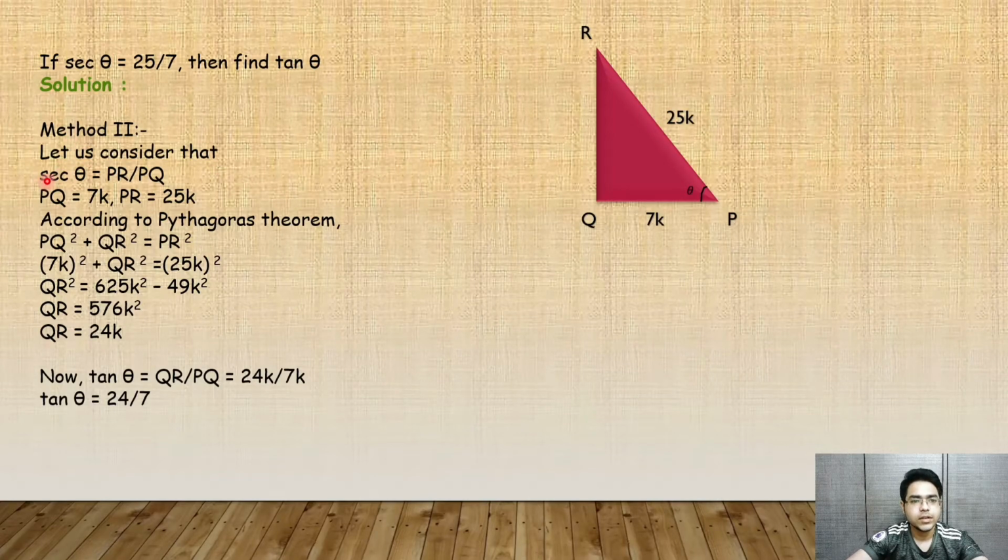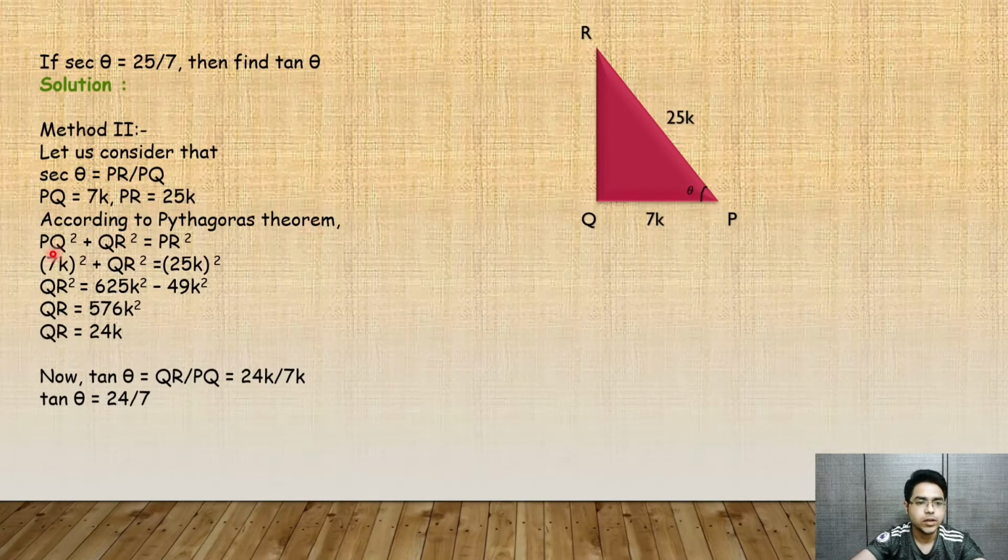Let us consider that sec theta is equal to PR by PQ. We know that sec theta is equal to hypotenuse upon adjacent side. Here hypotenuse is 25k and adjacent side is 7k. So we have written here the same: PQ is equal to 7k and PR is equal to 25k.